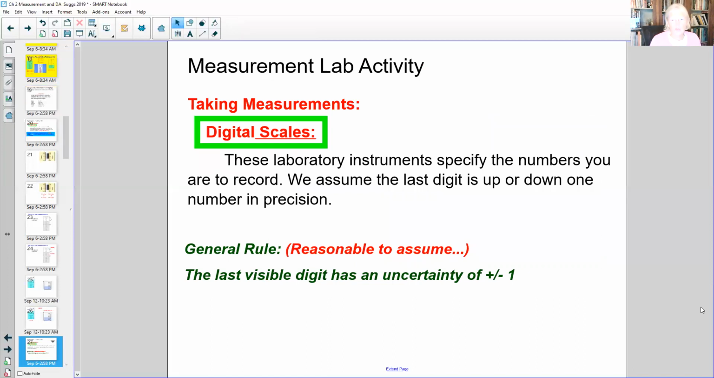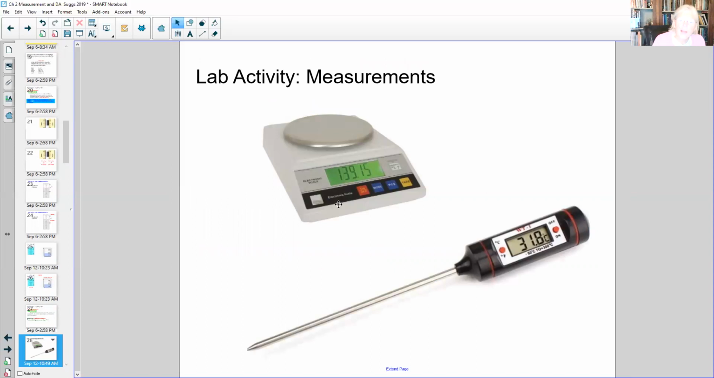Now, when you have a digital scale, you write down that number knowing that the last digit that's demonstrated on the instrument is the uncertain digit. We're going to assume that the last digit can be plus or minus, one up or one down, in the digit that is last. So here on this balance, we would say that there are 5 sig figs in this mass, with the 5 being the uncertain number. On this digital thermometer, we're going to say that there are 3 sig figs in this temperature, but the 8 is the uncertain digit. Even digital instruments have a limited number of sig figs, with the last digit being the best number the instrument can get, but the uncertain digit.